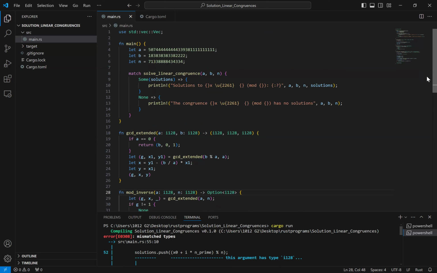Mismatched. Oh, there's one here. There's a 64 here. It's supposed to be 128. That is what was about to give us a lot of work. When you forget one, it will not work. Let's try and run.